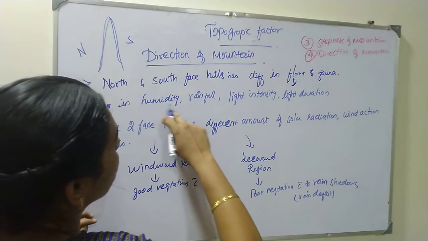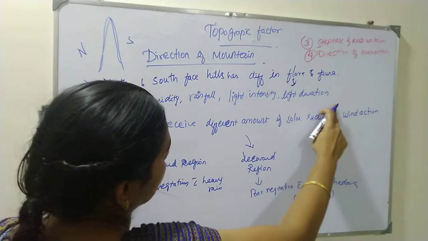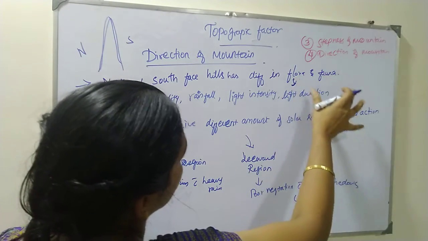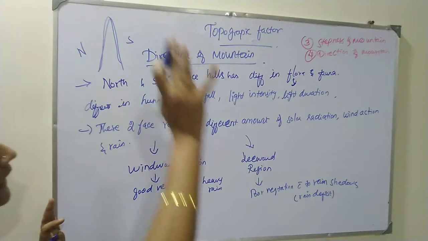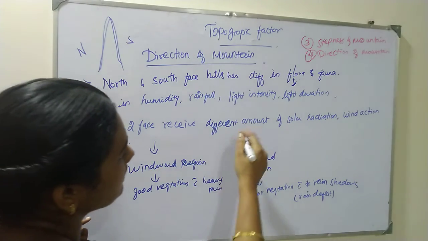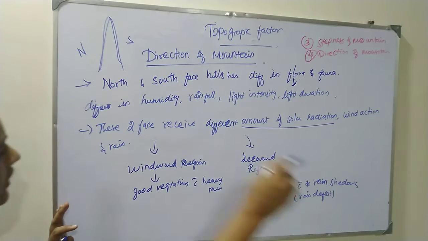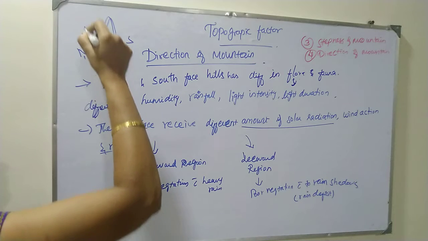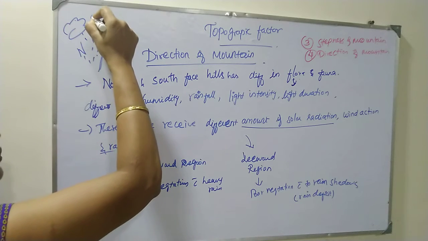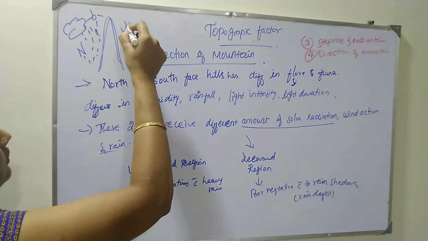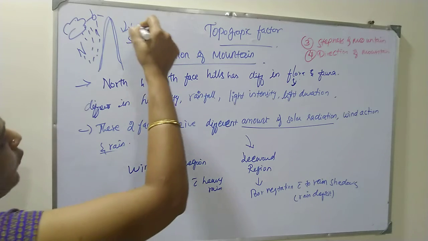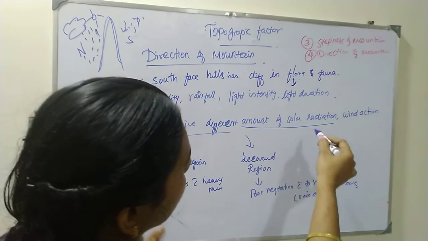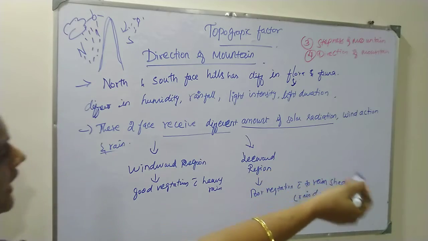They differ in their humidity, rainfall, light intensity and light duration. So all these factors are different, and the flora and fauna, both the living forms, also differ in both directions. These two faces receive different amounts of solar radiation, wind action and rain. So if one is gaining more water, more rain and more sunlight, the other is getting very poor water as well as sunlight.